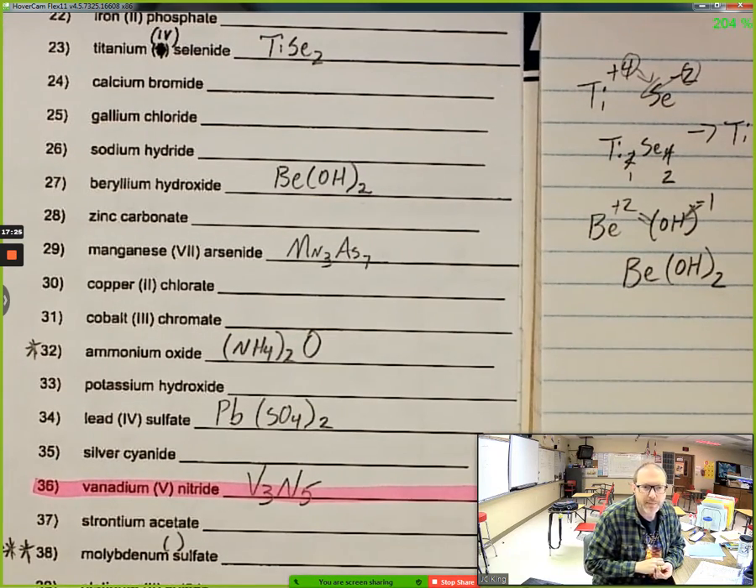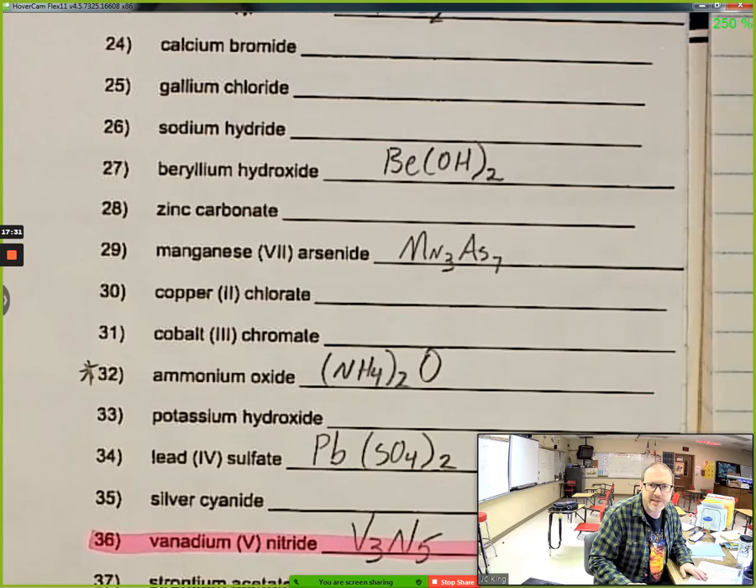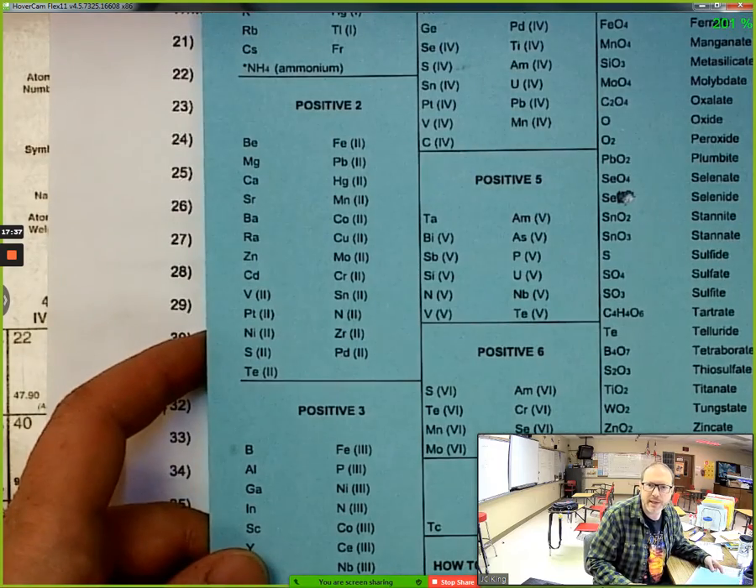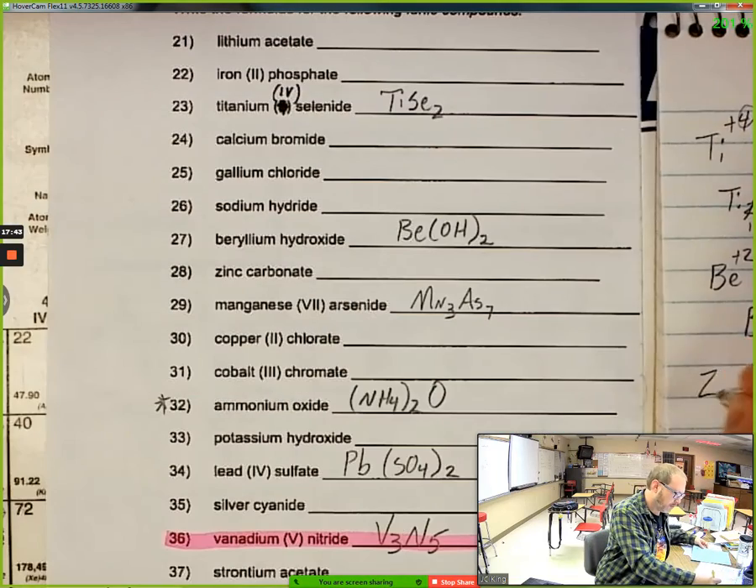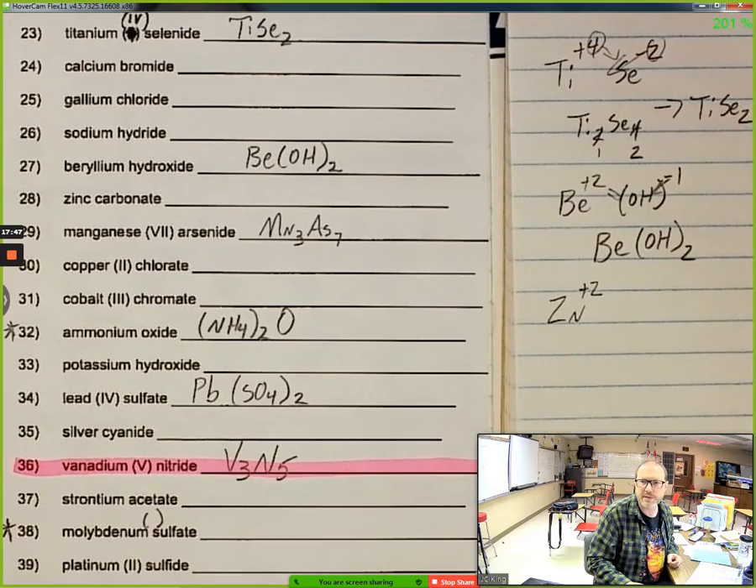And then number 28. Number 28 is zinc carbonate. Again, since it doesn't give me the charge, I have to go hunt around on my chart until I find zinc. Symbol is Zn. Hey, it's also a positive 2. Write that where you can see it, Zn plus 2.